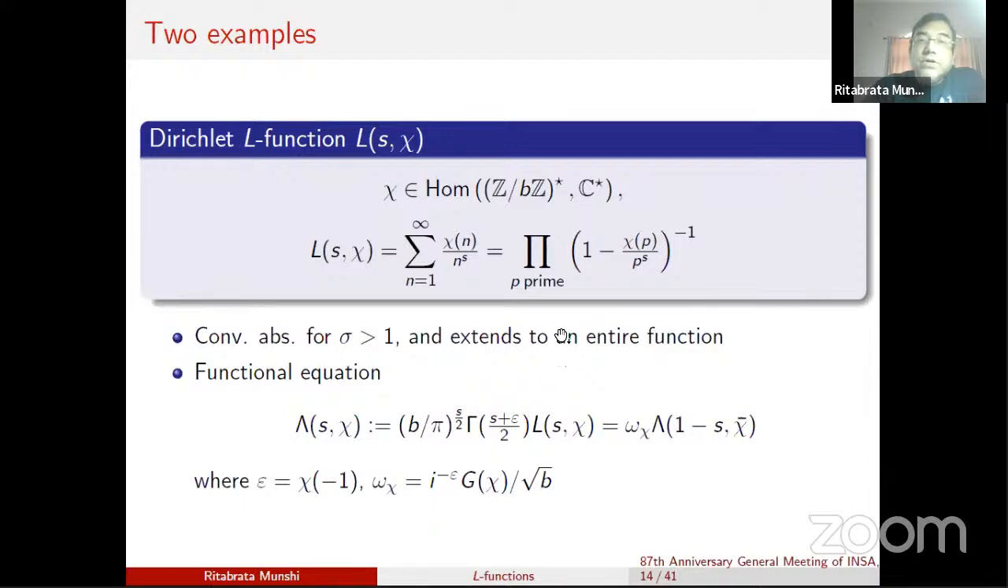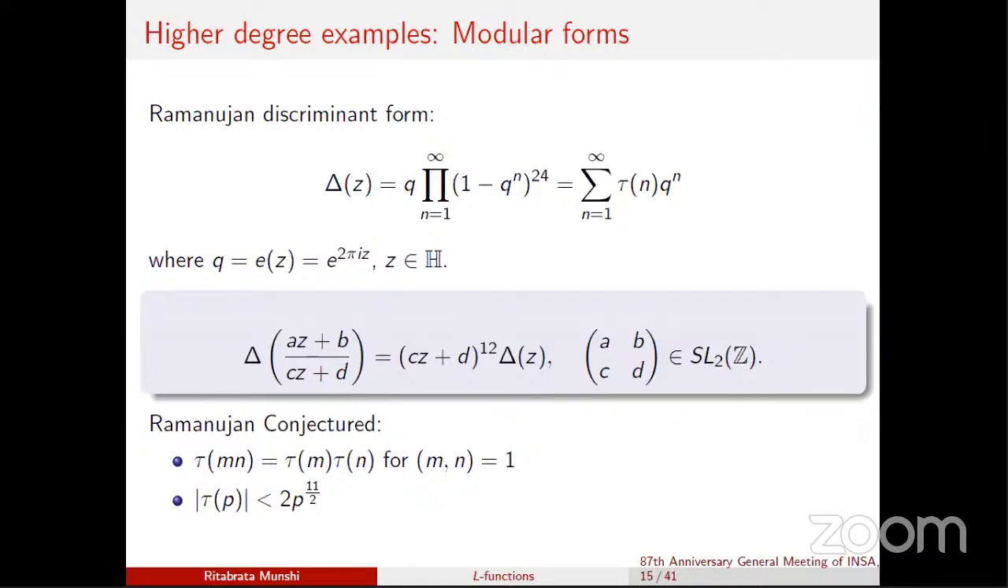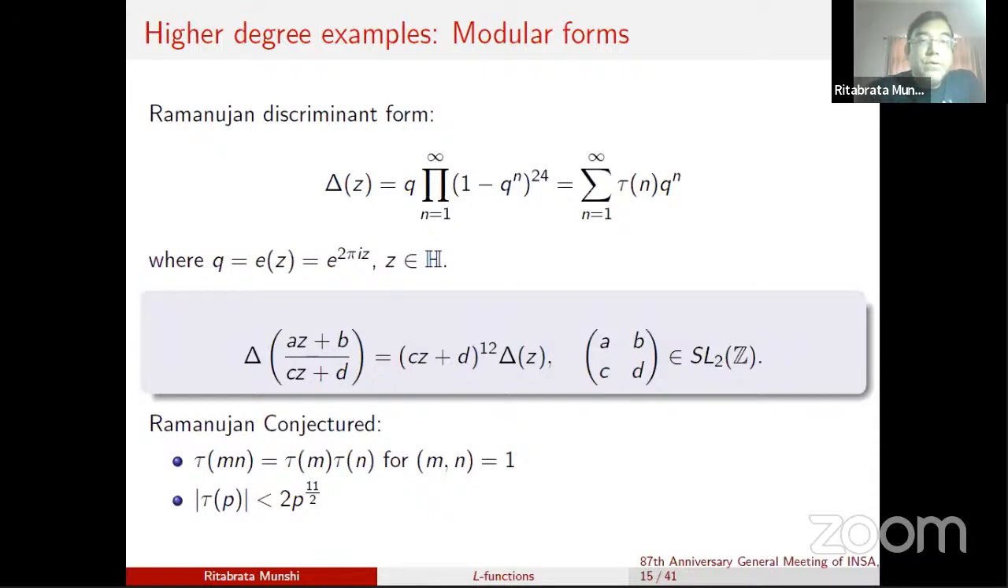These are called degree 1 L-functions, because if you look at the Euler product, you'll see that this is 1 by a linear polynomial in 1 by p to the power s. Each factor is linear in 1 by p to the power s, and so it's called degree 1. But as we go along, you encounter higher degree L-functions, and here is one source of higher degree L-functions, called modular forms. Let's start with a very concrete example of a modular form. It's called the Ramanujan discriminant form.